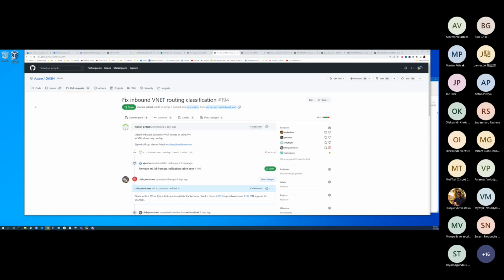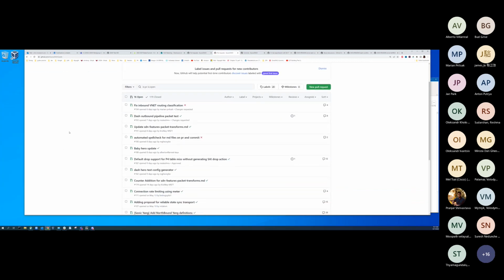It would be nice to clean up these VNET PRs as soon as possible and get them done, because there's going to be a lot of energy going into writing test cases for these now. Keysight and other people are working on this, so let's try to close these things up and we can move on. Be great.